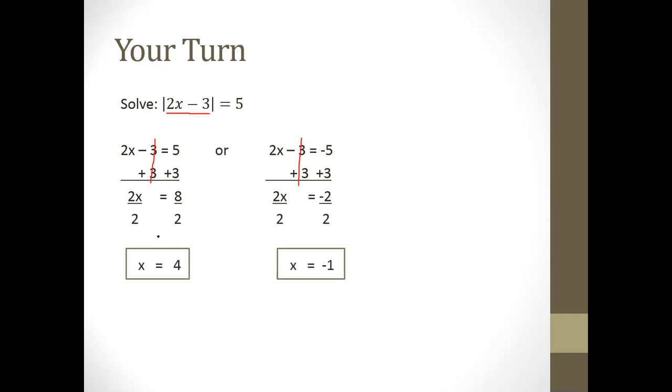So in our equation on the left side, we'll get x equals 4, or on the right, we get x equals negative 1. So we added our 3 on the right. We got negative 2 divided by 2, which is how we got negative 1. We added our 3 with the equation on the left. 5 plus 3 gave us 8, divided by 2 gives us 4.